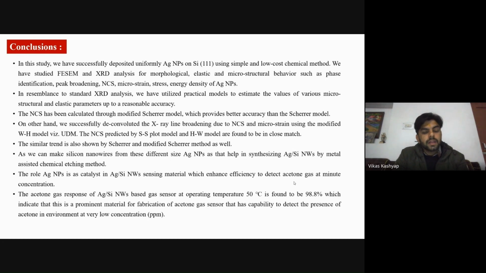We can make silicon nanowires from these different-sized Ag nanoparticles, which helps in synthesizing Ag and silicon nanowires by metal-assisted chemical etching. The role of Ag nanoparticles is as a catalyst in this heterojunction of Ag and silicon nanowire sensing material, which enhances the efficiency to detect acetone gas at minute concentrations. The acetone gas response of this heterojunction-based gas sensor at an operating temperature of 50 degrees Celsius is found to be 98.8%, which indicates that this is a prominent material for fabrication of an acetone gas sensor, which has the capability to detect the presence of acetone in the environment at very low concentrations, that is at very low ppm.